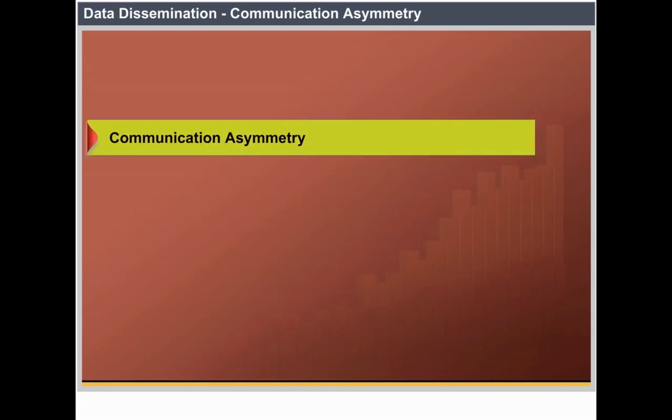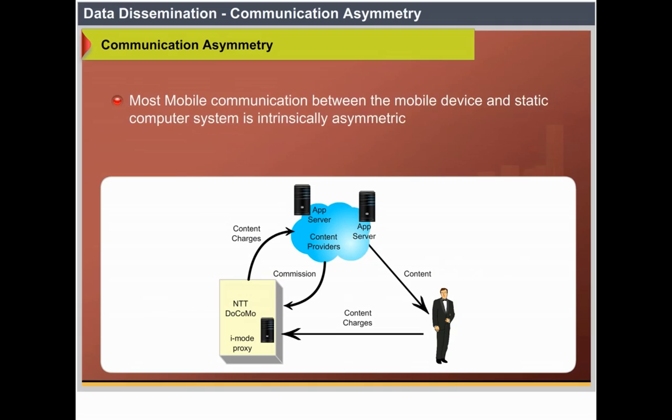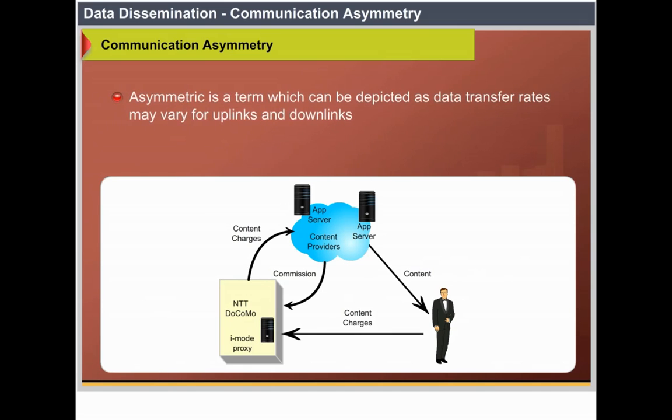Communication asymmetry. GSM network data transmission rates go up to a maximum of 14.4 kbps for both uplink and downlink, and communication is symmetric as it is used only for voice communication. Most mobile communication between the mobile device and static computer system is intrinsically asymmetric. Asymmetric means data transfer rates may vary for uplinks and downlinks.